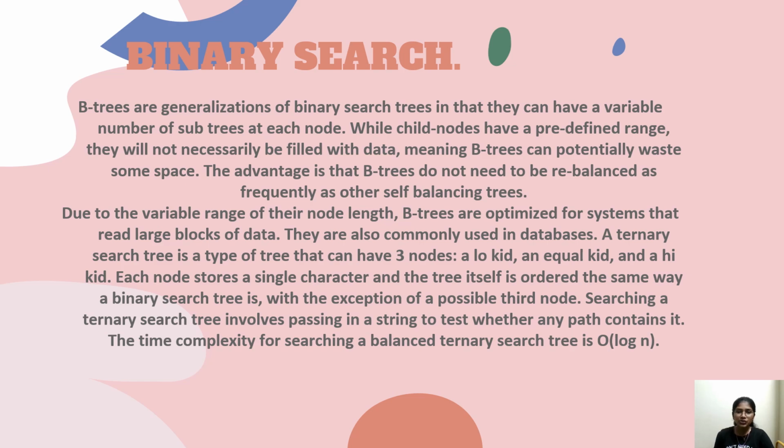A ternary search tree is a type of tree that can have three nodes: a LO kid, an equal kid, and a HI kid. Each node stores a single character in the tree itself. It is ordered the same way a binary search tree is, with the exception of a possible third node. Searching a ternary search tree involves passing in a string to test whether any path contains it. The time complexity of searching and balancing a ternary tree is O(log n).